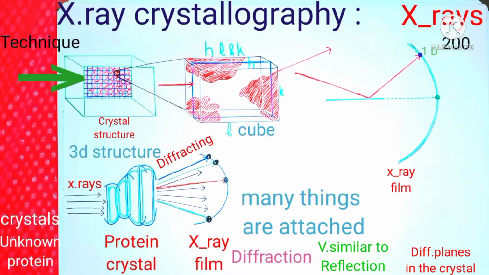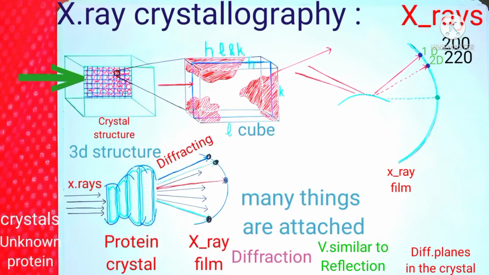Now we do the same thing. We change to plane number 2, 0 in its plane. We have a diffraction, for example, a second point of diffraction. So in this fashion, what do we do? We take different diffraction planes here and try to find out the diffraction pattern.